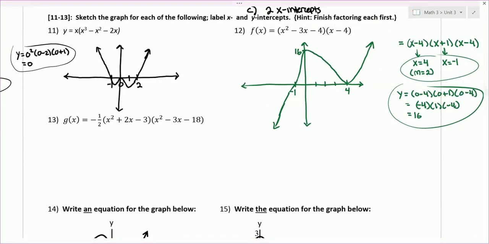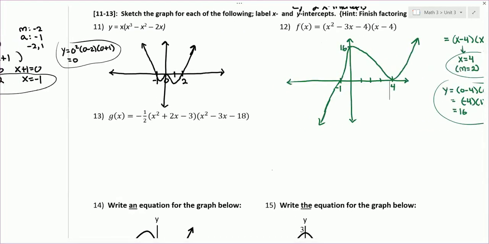Number 13. We're going to finish factoring this, so we get negative 1/2. When we factor the first part, we're looking for two numbers that multiply to negative 3 and add to 2. X plus 3 times x minus 1. And the second one, two numbers that multiply to negative 18 and add to negative 3. X minus 6 and x plus 3.